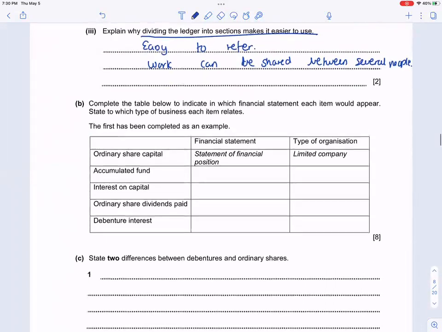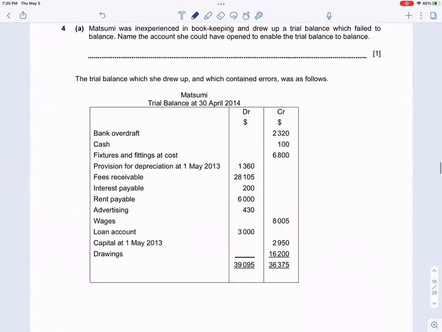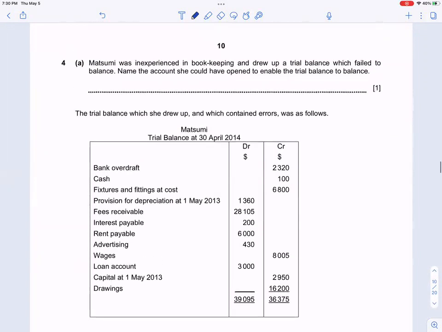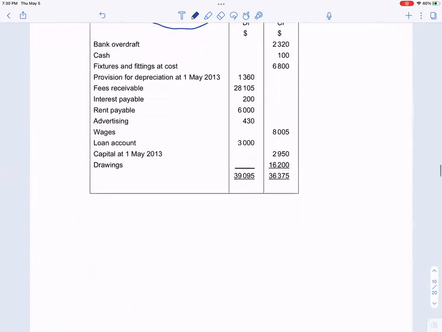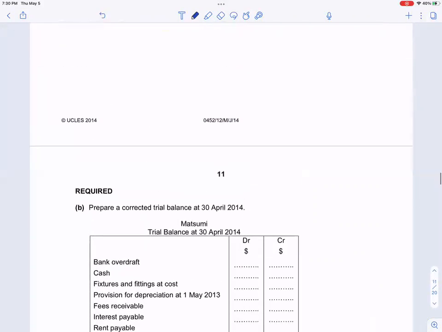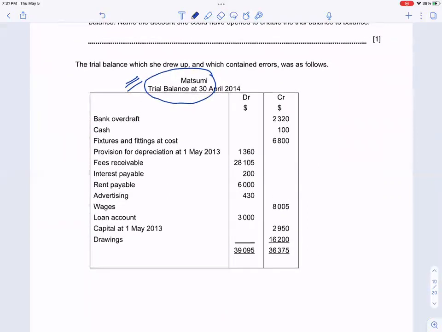Are you with me? Okay. Now I am leaving this to you all. You have to prepare a corrected trial balance. It means you should know what comes in debit and what comes in credit. What comes in debit, you will write the amount on the debit side, and what comes in credit on the credit side. At the end, your total of debit should be equal to your total of credit. You have to prepare the trial balance. Come on, keep on telling me what comes in debit and credit.